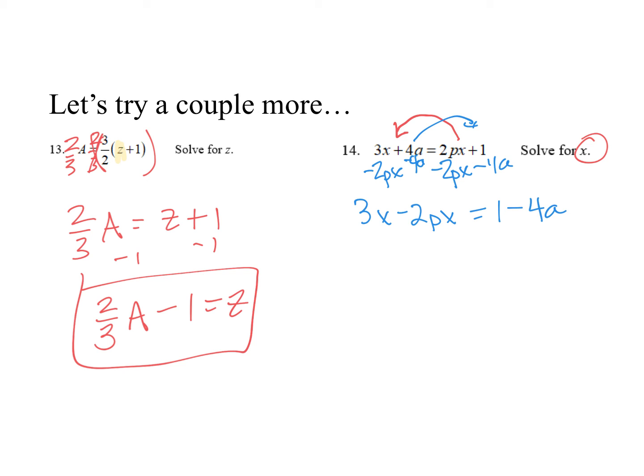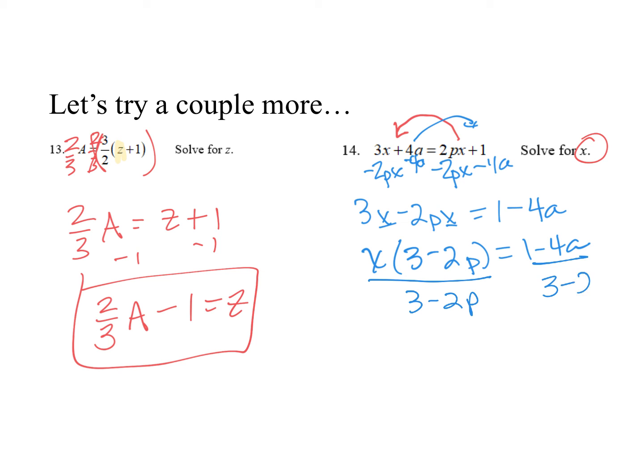Now you're thinking, okay, but I can't combine those because they're not like terms. I can't do 3 minus 2p. But in reality, that's actually what I am going to do. Think about it like this. I'm going to factor out the common factor of x, and that's going to leave me with the coefficient of 3 minus 2p. Now, why in the world would I do that? Because this means x times 3 minus 2p. So in order to solve, I'm going to divide by 3 minus 2p. So x equals 1 minus 4a over 3 minus 2p.